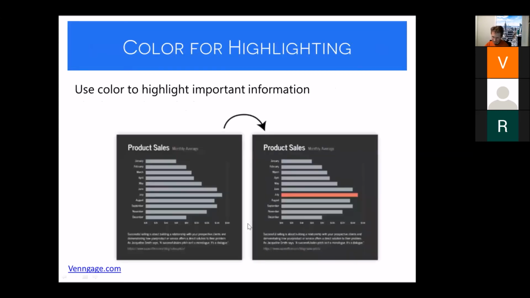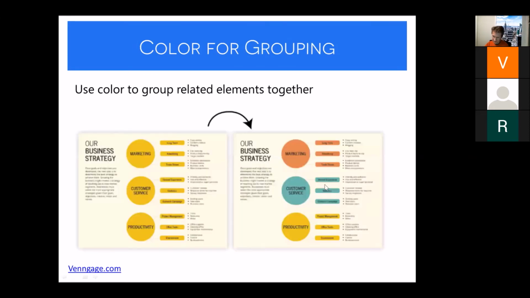So that's another nice little thing. Then highlight important information. You can use some different color here, for example red, to highlight the product that you really want people to look at. Just use color for that. That's a really simple design rule. You can also use color to group. That's also a very simple design rule. Everyone can do this.